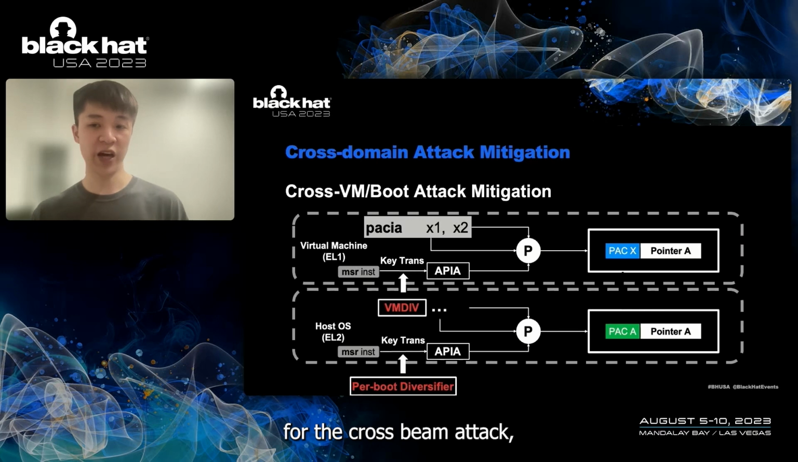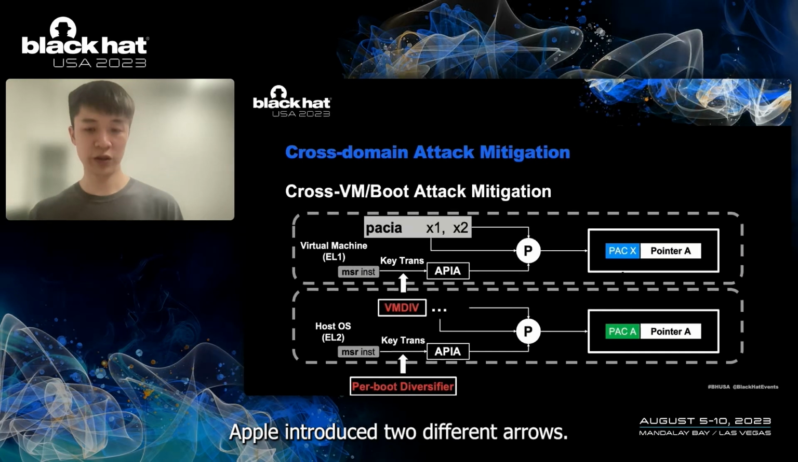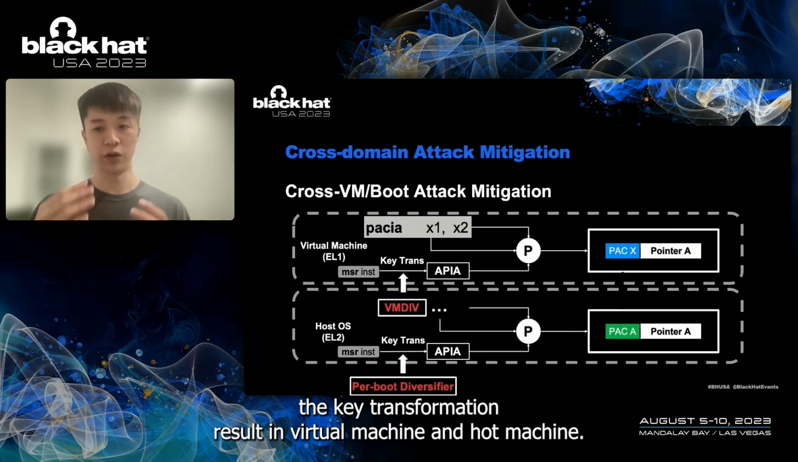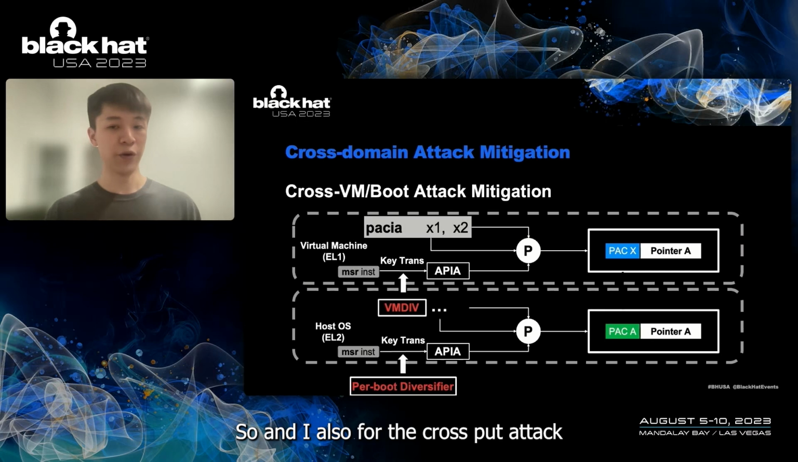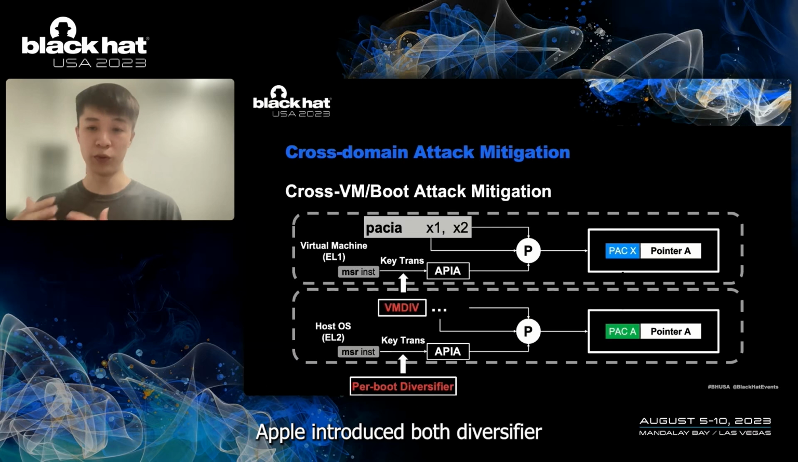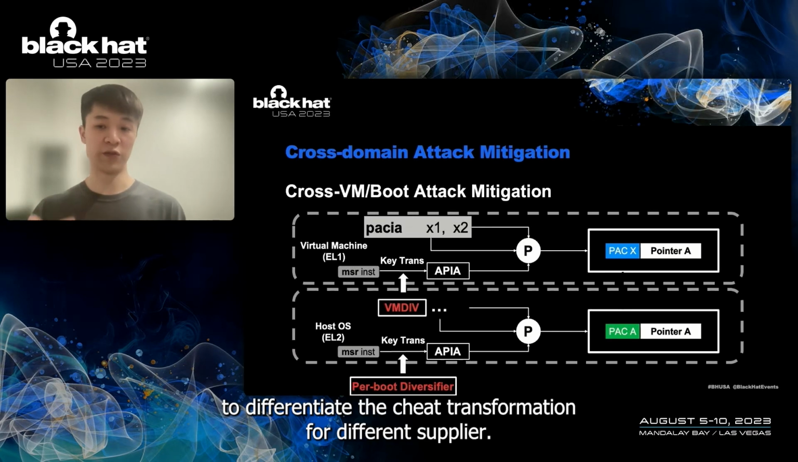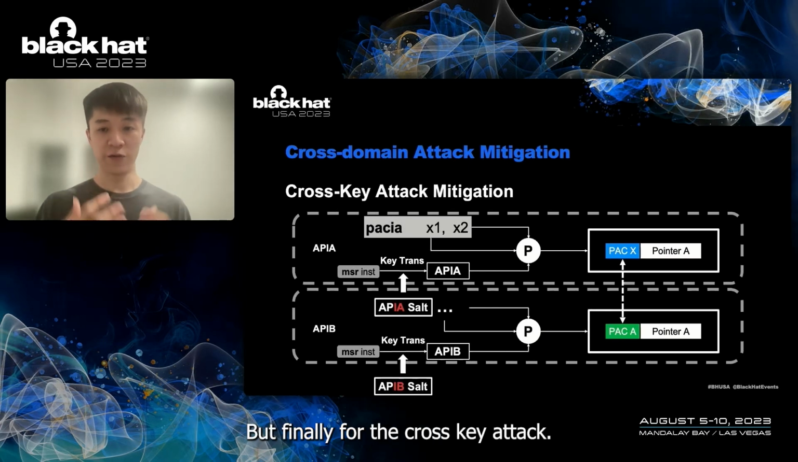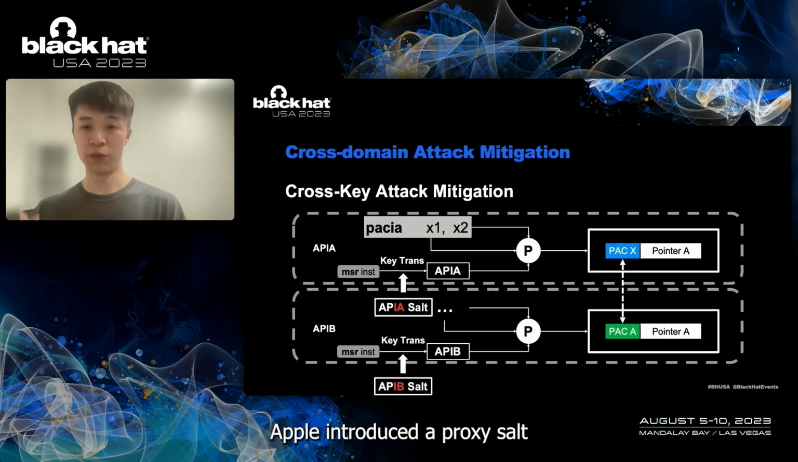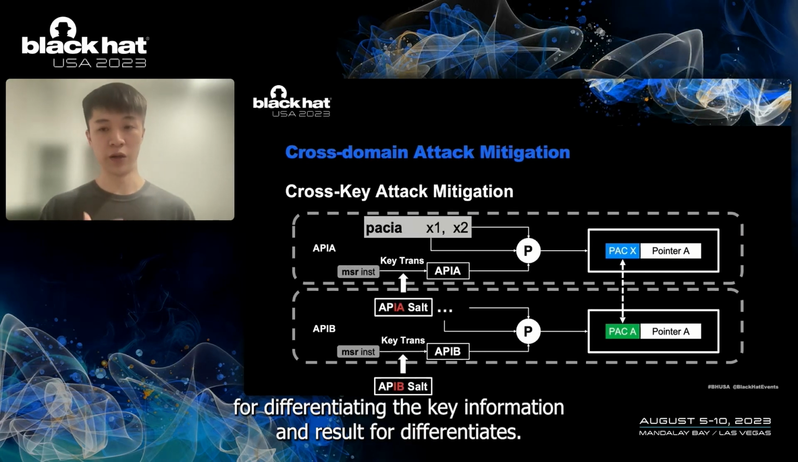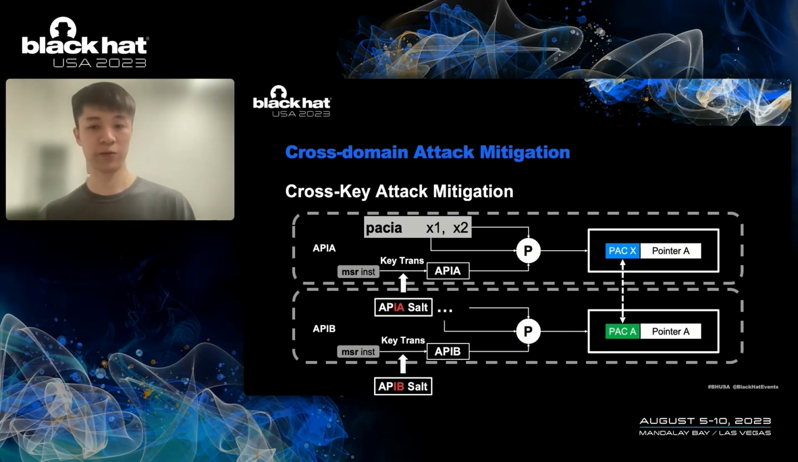For the cross-VM attack, Apple introduced two different diversifiers to differentiate the key transformation result in the virtual machine and the host machine. And for the cross-boot attack, Apple introduced a per-boot diversifier to differentiate the key transformation for different CPU boots. Finally, for the cross-key attack, Apple introduced per-key sort for differentiating the key transformation result for different keys.